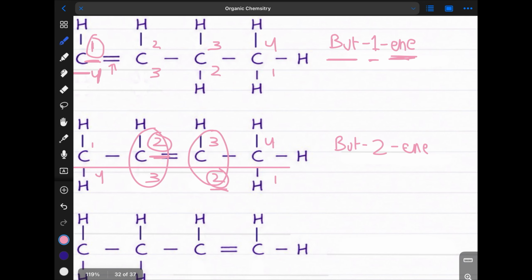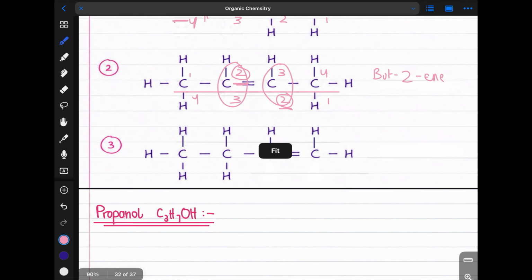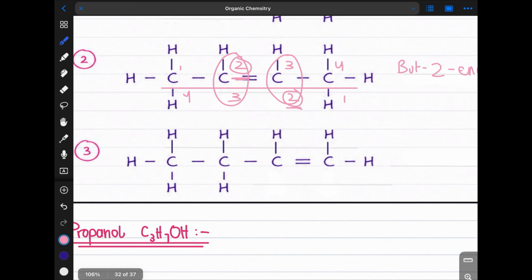Alright, now let's name our third structure. Well, this is our longest chain. And we're going to start numbering from here, 1, 2, 3, 4. And then from here, 1, 2, 3, and then 4. And now you're going to notice that this is the carbon atom with the functional group, both of these.